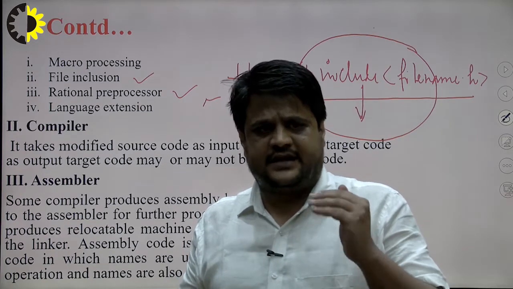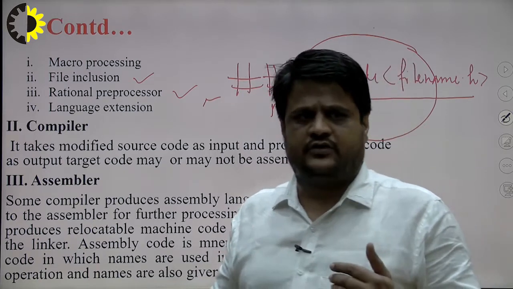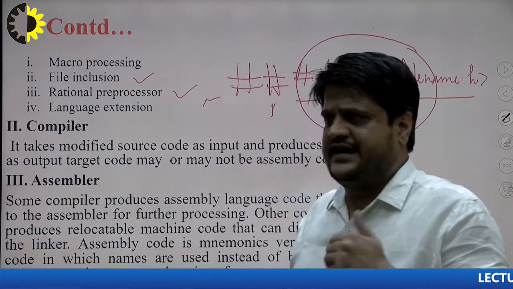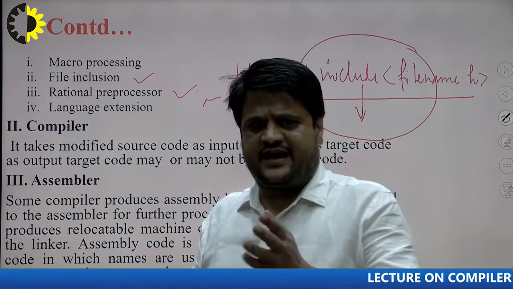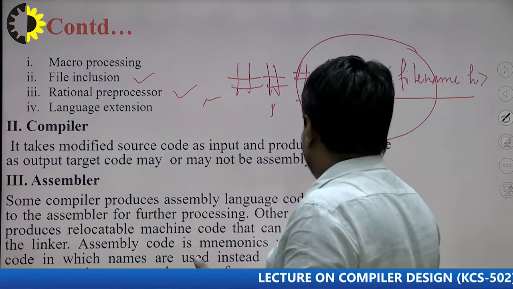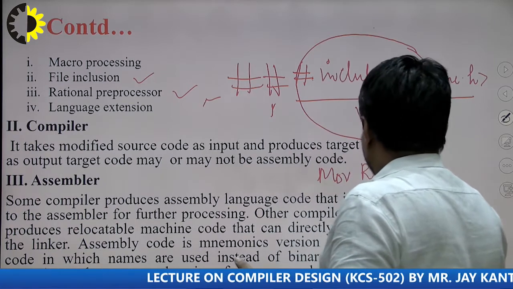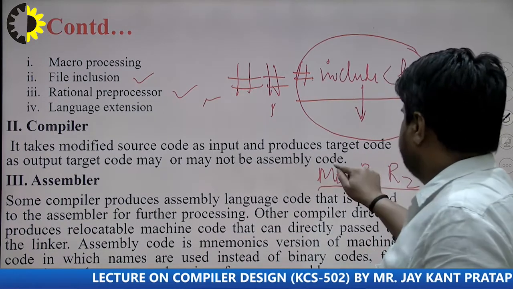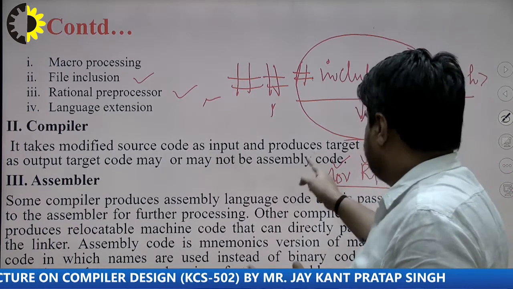Assembly code is a mnemonic version of machine code in which names are used instead of binary codes for the operations, and names are also given for the memory addresses. For example, I have written move R1, R2, right? So this is a naming nomenclature. This type of code is called assembly code, right?